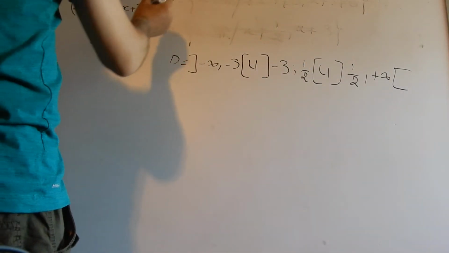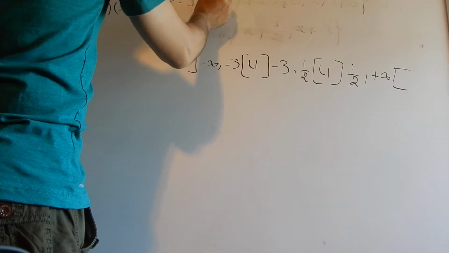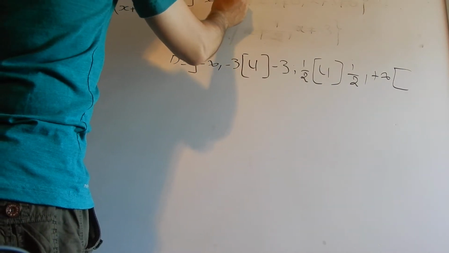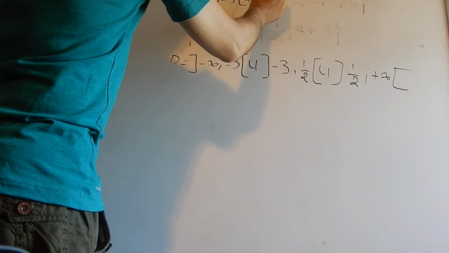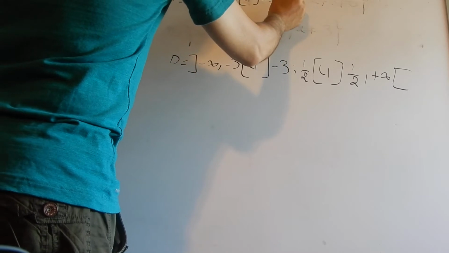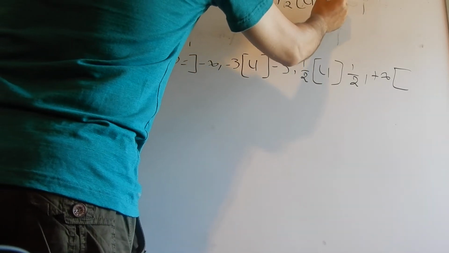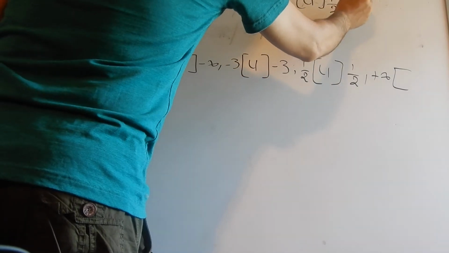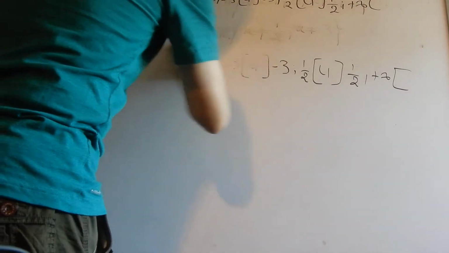So the domain equals minus infinity, minus 3, union minus 3, 1 over 2, union 1 over 2, plus infinity. Okay, right? This one.